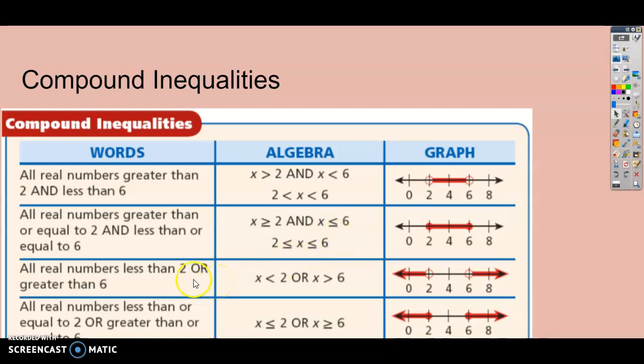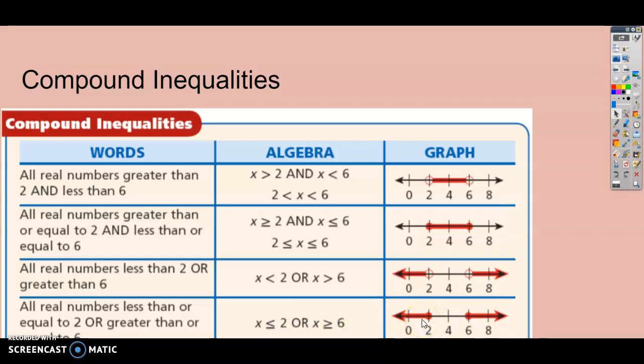At the bottom it says all real numbers less than 2 or greater than 6. So now we have less than 2, open circle, shaded to the left, or greater than 6, open circle, shaded to the right. The next one, the only difference is all real numbers less than or equal to 2. Less than or equal to means we put the line under it and we shade the dot.